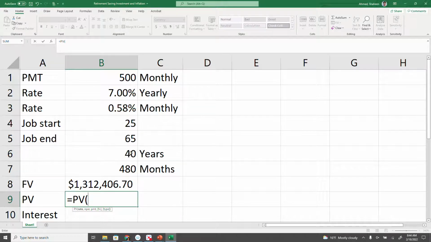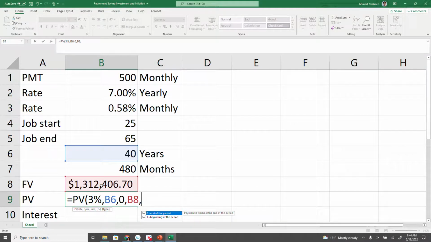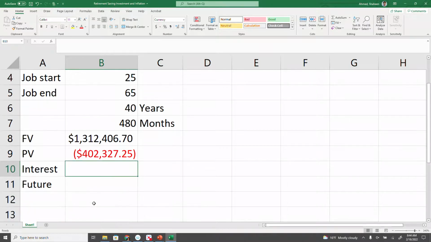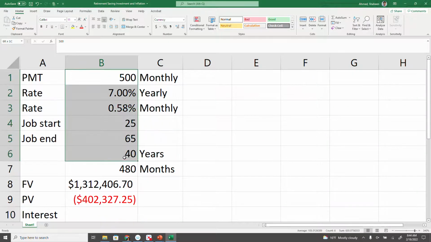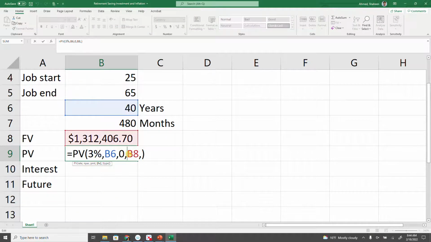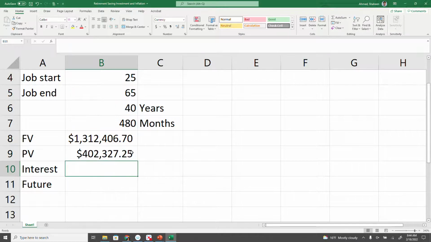The inflation was given as 3%, so I can simply type 3%, and then 40 years. No, we're not making any payments. We're just converting that future value to the present value, whatever we're going to get after 40 years. So we'll be getting about $400,000. So if we invest this way for 40 years, in today's money we'll be getting approximately $400,000. That's quite a good amount of money.